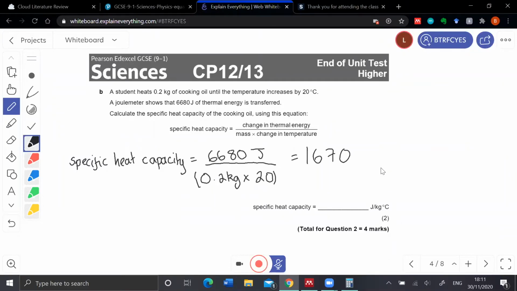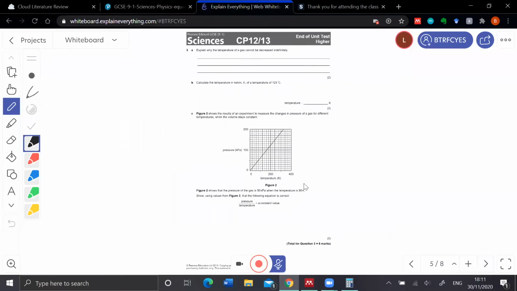1670, and the units are already there for us. We could have worked out those units, because that's 20 degrees and that's kilograms, so that's joules per kilogram per Celsius. But they've already got them in for us, that's fine. Okay, what's the only question on that page? Okay, next question then.